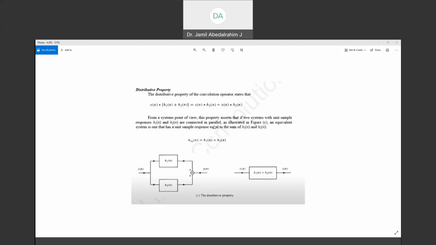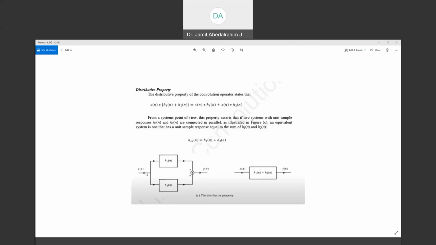So the third property is the distributive property. Okay, based on this figure, we also have two systems, h1 of n and h2 of n. These two devices are connected in parallel. In the previous property, those devices were connected in series. Here, the devices are connected in parallel. So in parallel means in groups, as you see here.